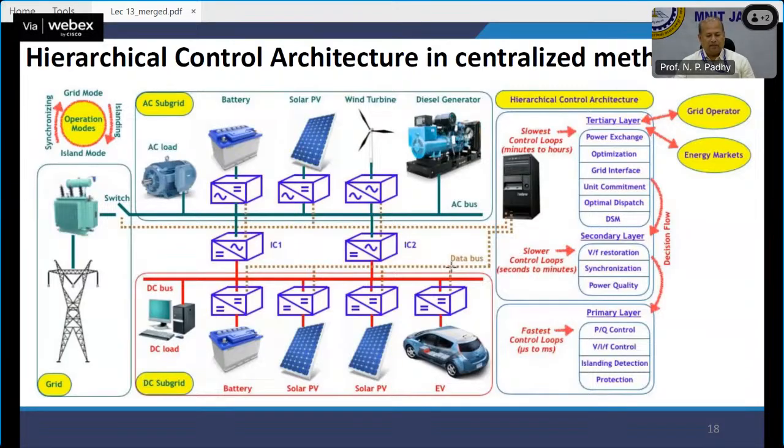Now you can have a DC bus by interlinking converters. And the DC bus again can have PV panels, batteries, computing loads and electric vehicles. So this is very, very crystal clear.